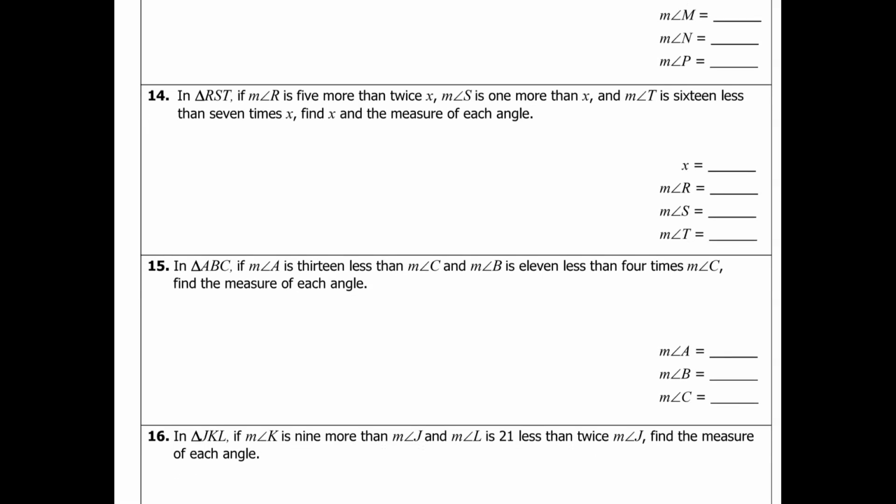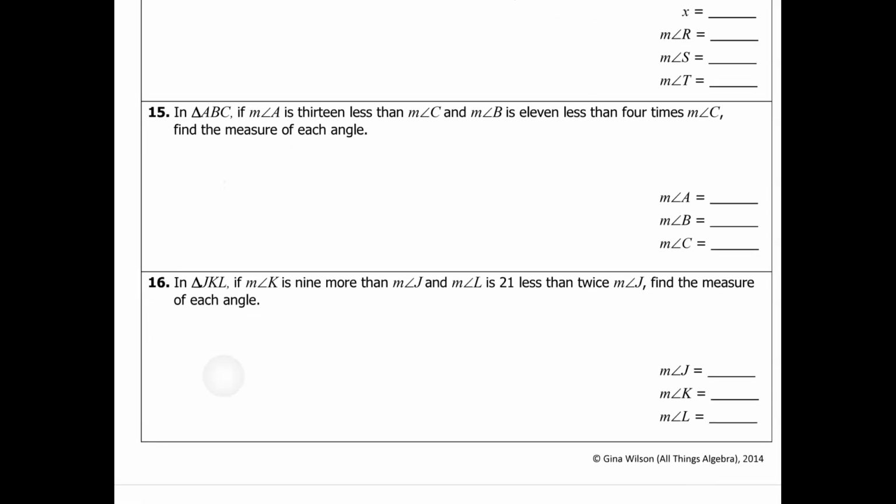So I'm going to do number 16. So let's look at number 16. This is one where you have to create an algebraic expression. So let's read it first. Okay, so you have a triangle, and the measure of angle K is 9 more than the measure of angle J, and the measure of angle L is 21 less than twice the measure of angle J. All right, I think what I need to do is I need to draw this triangle. This triangle has the vertices JKL. I have no idea what any of these angles are, so I'm going to draw this as just your sort of typical first grade triangle.